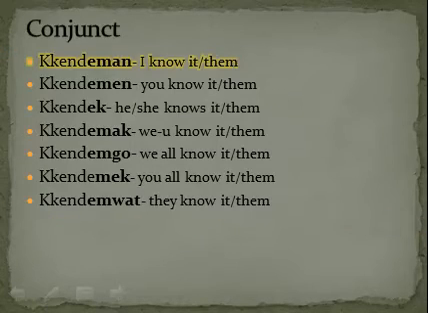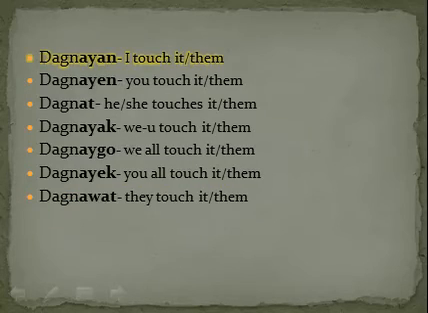Kakendaman, I know it or them in the conjunct. Kakendaman, you know it or them. Kakenduk, he or she knows it or them. Kendamak, we but not you know it or them. Kendamgo, we all know it or them. Kendamuk, you all know it or them. Kendamak, another way to say it. Kendamwat, they know it or them.